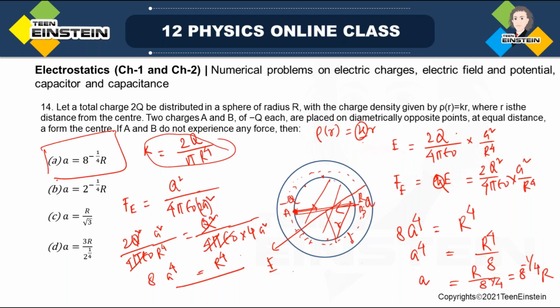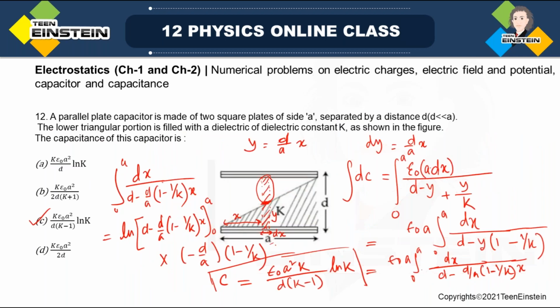This is a 2019 JEE Mains question. These problems are a little bit lengthy, and even the previous one also, this is a very important problem. When you have a dielectric constant having variable thickness, then you can do the integration, and then finally you can calculate the capacitance.